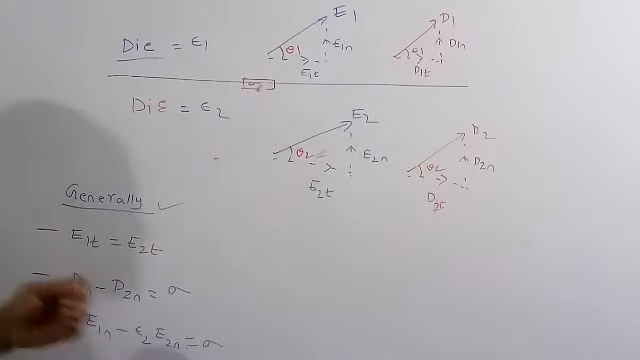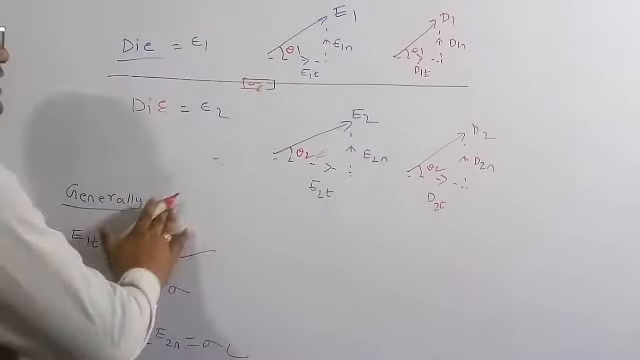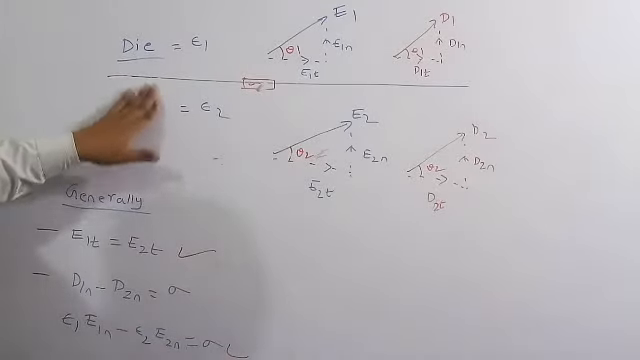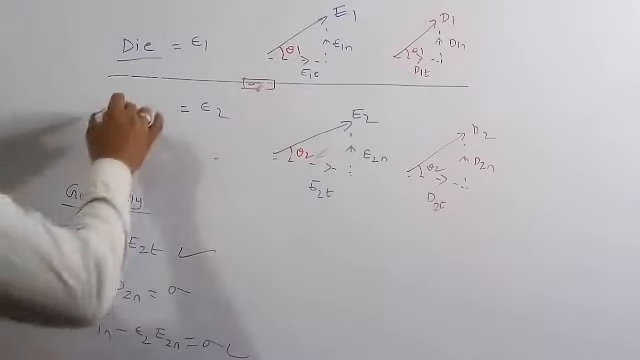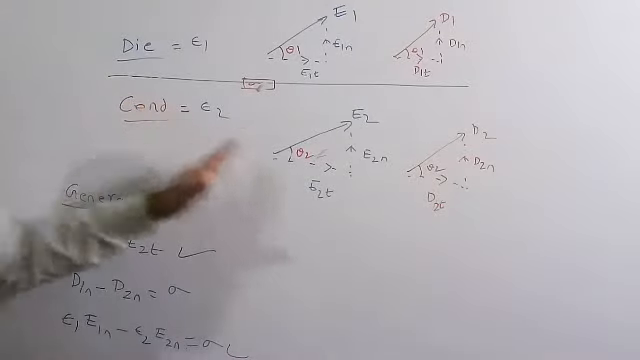In that case only, otherwise it is non-zero. So these are the two relations for two dielectric mediums. But in the question it is given that here one is a conductor. So suppose we assume medium 2 as a conductor. Therefore, in a conductor the electric field is always 0.